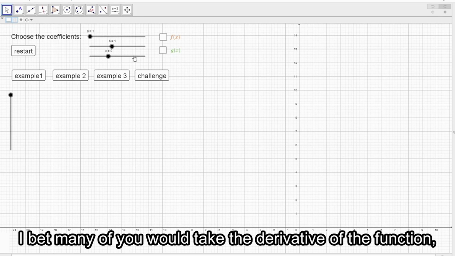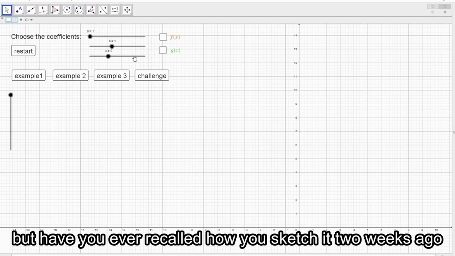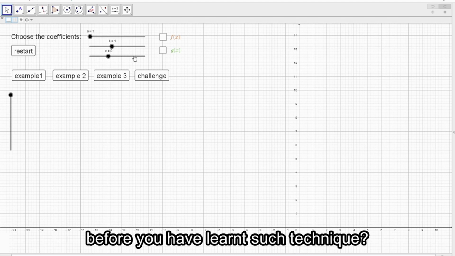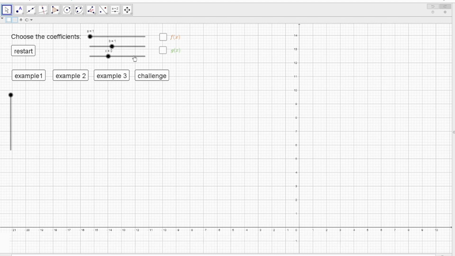I bet many of you would take the derivative of the function. But have you ever recalled how you sketched it 2 weeks ago before you have learned such technique?